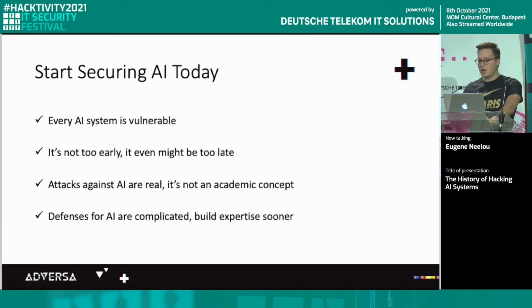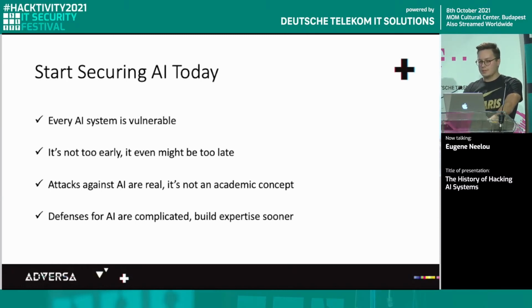After this presentation, I want you to remember a few main ideas. Today, there are no defenses for AI systems. So every AI system is vulnerable and it expands the attack surface. So there is definitely the need for secure AI systems. The next idea is that it's not too early and it might be too late. So think about how to develop defenses faster than AI adoption grows, so there are more and more vulnerable systems.